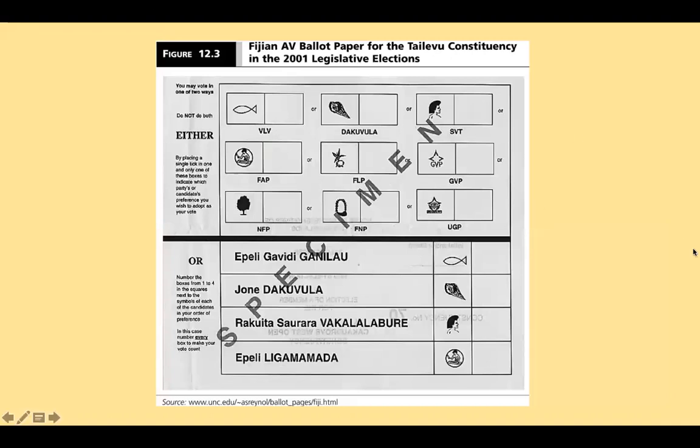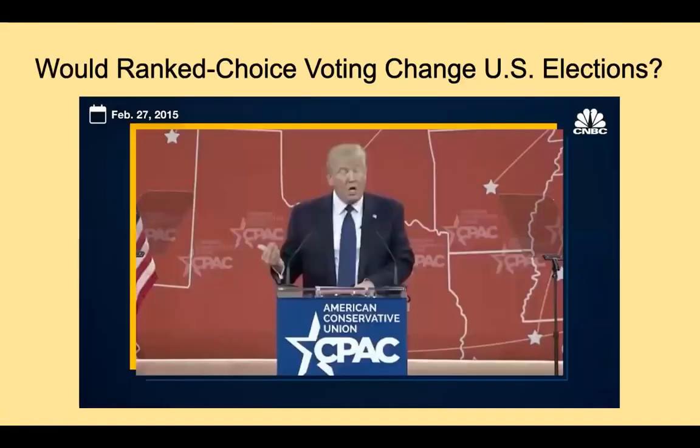If you went to Fiji in 2001 and looked at the ballot for legislative elections, it would look like this. And it was also an example of a ranked choice ballot, just very, very different from the vantage point of the individual parties, the party labels, but again, a ranked choice ballot.